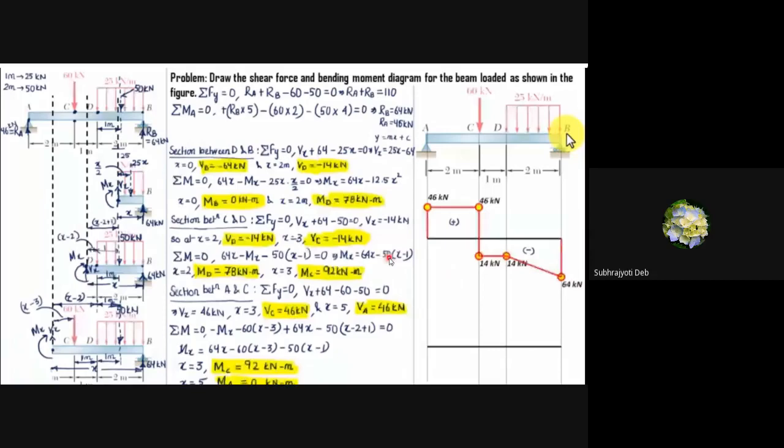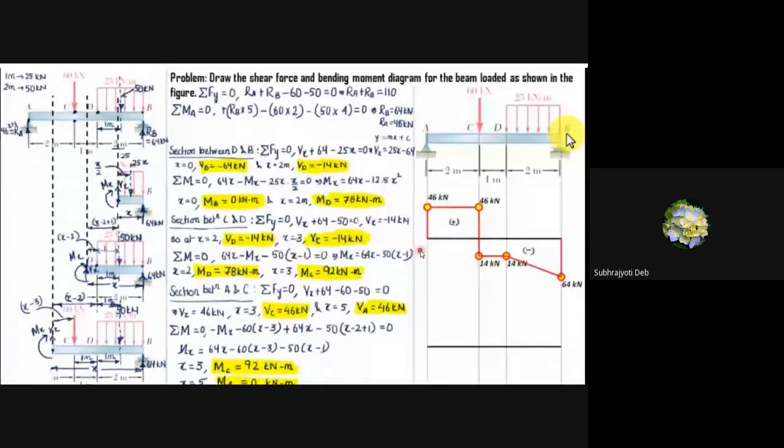Then in section A to C, that is 46. This is 46. Just see. And for section A, this is PA, this 46. Now we will just simply join the points to get a diagram like this. This is your positive side and this is your negative side. And this is your shear force diagram.